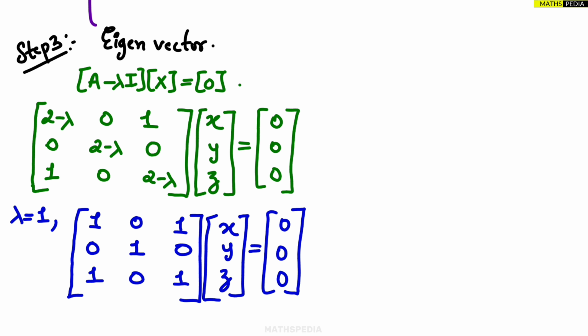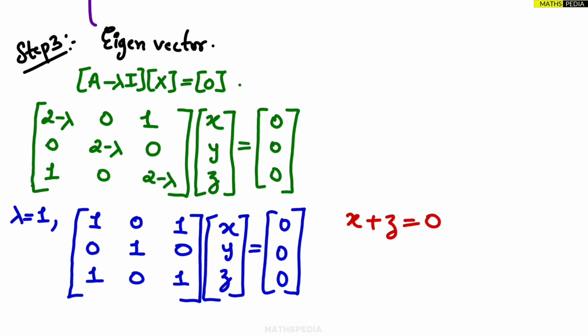Let us see. First equation will be formed from the first row into this column equal to 0. Second equation, second row, column, second element. Third row, column, third element. Okay, so 3 equations will be formed. So we'll write those 3 equations. So first one, x plus 0y plus z equal to 0.